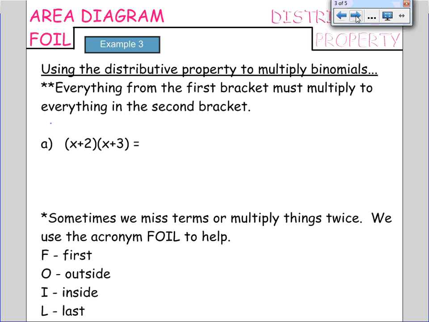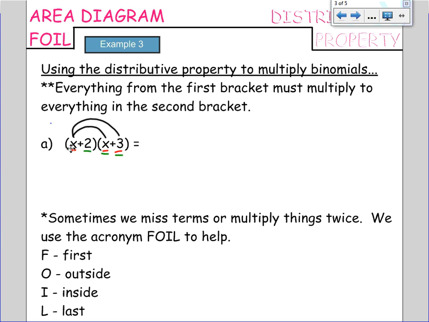FOIL. So this is the third way to do it. Remember our distributive property from yesterday? Distributive property was easy when it was one thing. Now it's binomial by binomial. So what you need to do is take each individual thing. That has to multiply by that and that. That has to multiply by that and that. So you're distributing everything. So this x goes here and there. And that 2 goes there and there.